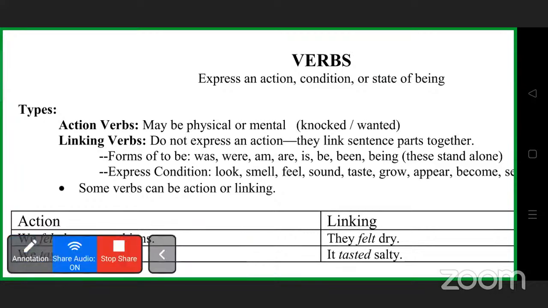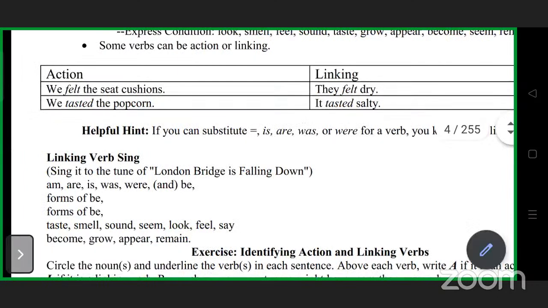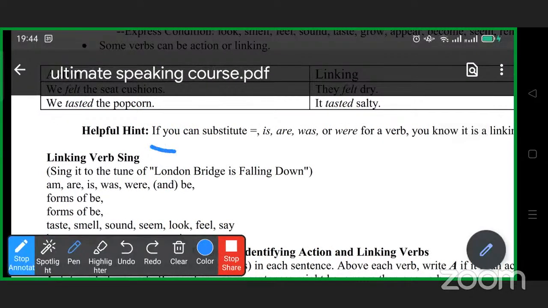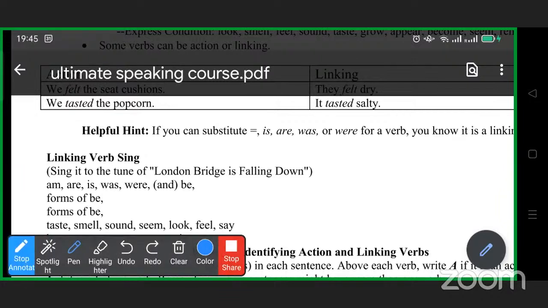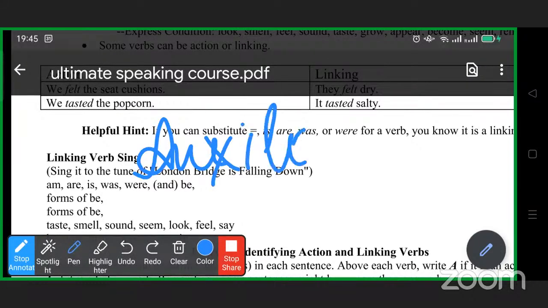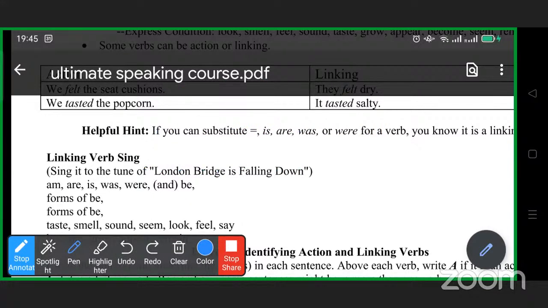Now, there are lots of things which we should understand. There is a helpful hint: if you can substitute is, am, are, was, were for a verb, you know that it is a linking verb. But actually it's like compacting the bigger phenomenon into the smaller one. Linking verbs are something else, like the auxiliary verbs or helping verbs. Auxiliary verbs are those verbs which will help you in maintaining the decorum of the physical action.